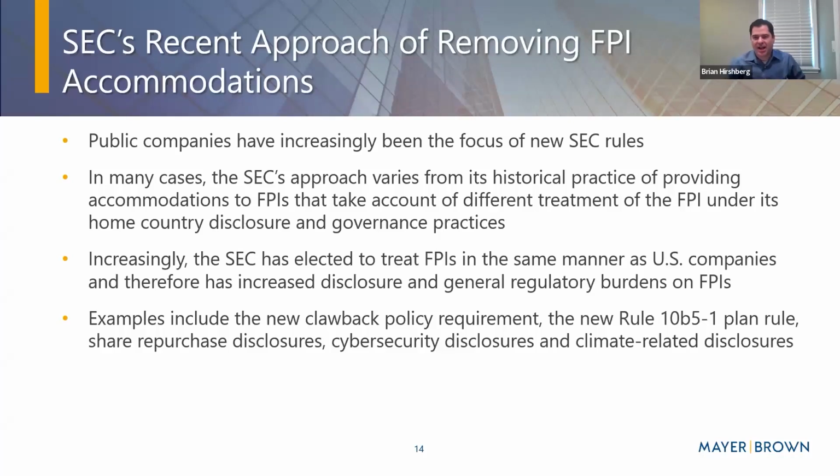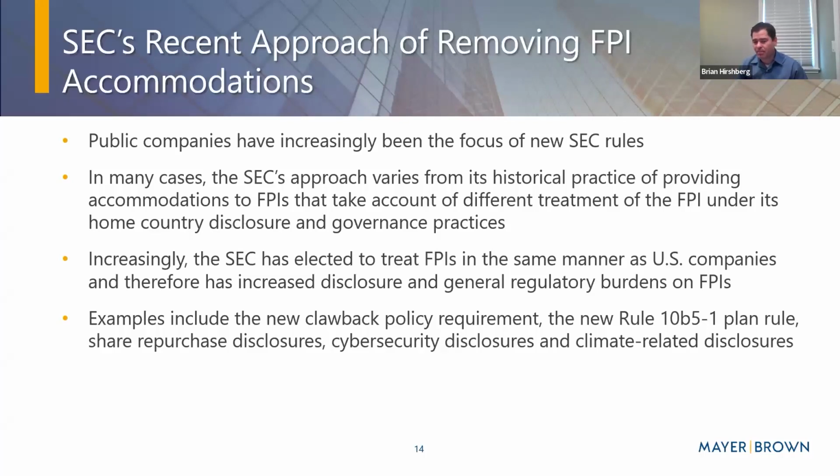But notwithstanding that traditional historical approach, the SEC's more recent rulemakings, and rules that we'll see come down the pike this year, have a different approach, and those rules have the effect of diluting accommodations that were previously granted to FPIs. So, several specific examples.